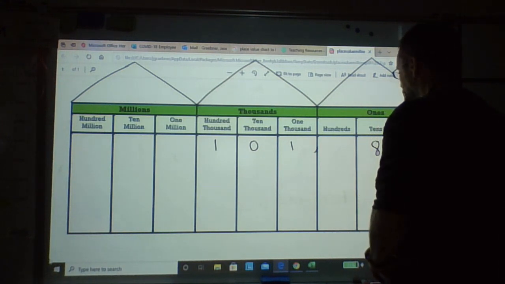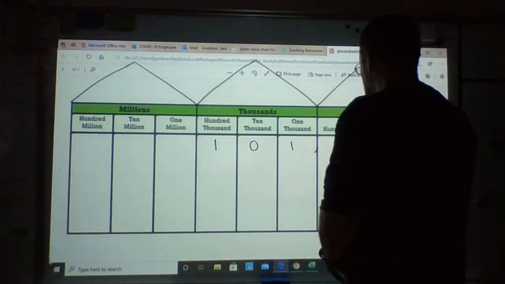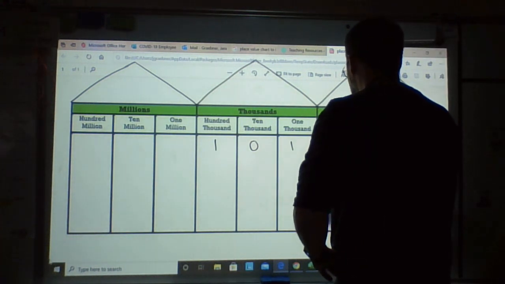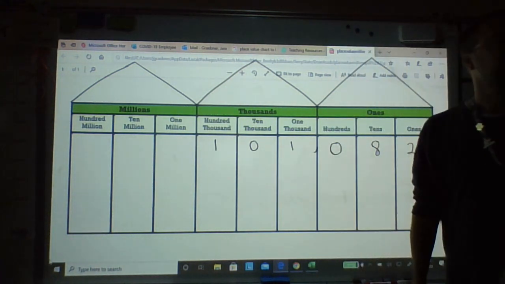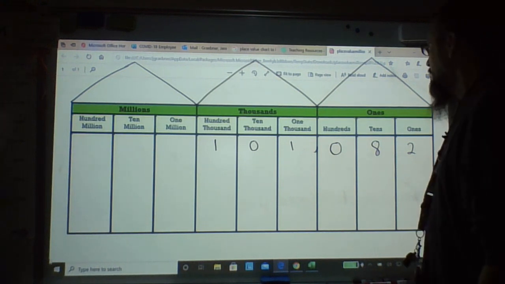82 ones. Right, but we can't leave that one blank. So what are we going to put there? I'm going to put it here in the ones spot. Good job. We can always use zero as a place value.